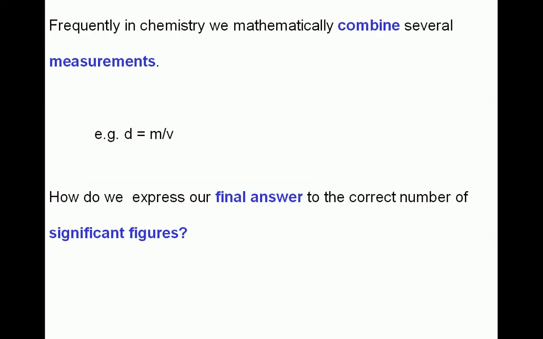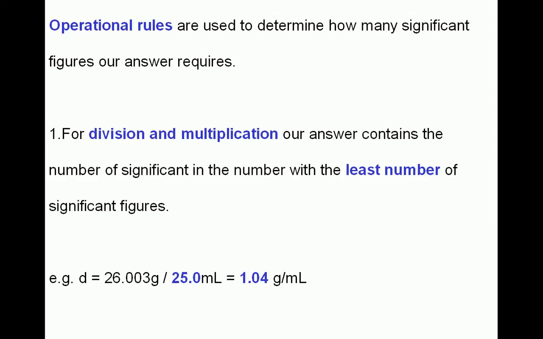So frequently in chemistry we combine several measurements. We did this in the lab when we were calculating the density of our egg. We measured the mass and we measured the volume of our solution. So the question is, if those two measurements have different numbers of significant figures, how do we express our final answer to the correct number of significant figures? So there are some operational rules that allow us to resolve this issue. When we divide and multiply measurements, our answer contains the number of significant figures in the number with the least number of significant figures.